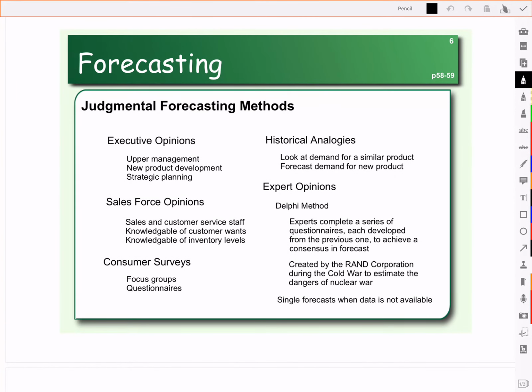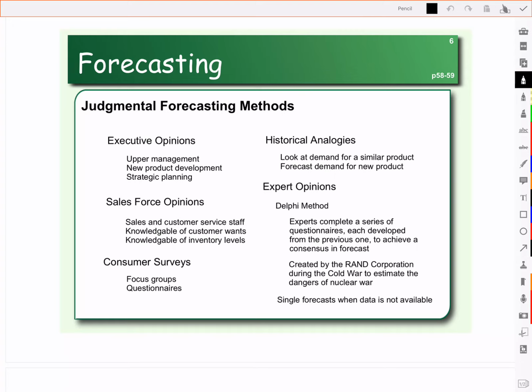So some examples would be to get some executive opinions, so talking to your upper management about their strategic plan or the plan for new products. You might have your sales staff give information in terms of what customers want, how much inventory has been moving. You might have consumer surveys, so maybe you've done some marketing research, you've done focus groups on customer satisfaction, what they're looking for in your product, how much of their product they want to buy. You might have questionnaires where you're gathering data from those customers. Okay. You may collect expert opinions.